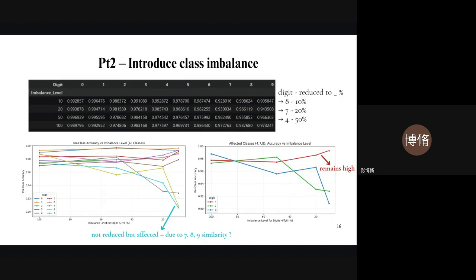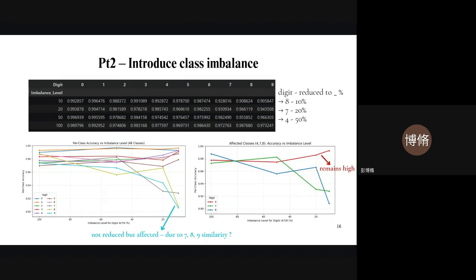The table at the top summarizes the per-class accuracy under each imbalance level. The two plots below visualize the trend more clearly. On the left, we can see the accuracy curves for all classes. Most unaffected classes remain relatively stable. However, the affected classes show clear performance drops as the amount of training data is reduced.